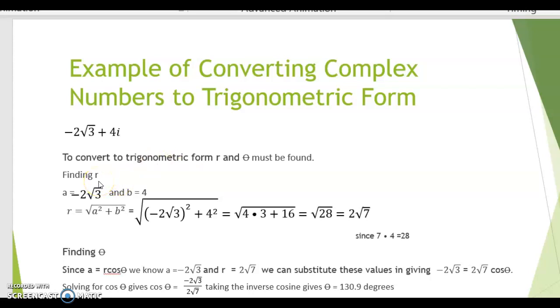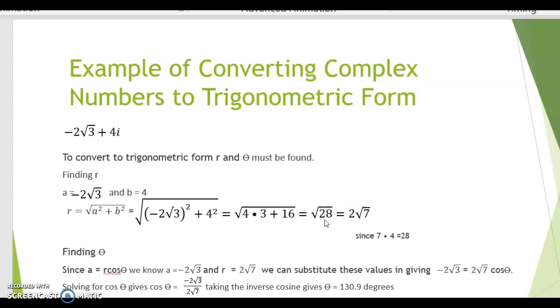Finding r, we have a formula for r. We simply plug in the value for a, -2 times the square root of 3, and the value for b, which is 4, into the formula, and do what the formula says using the order of operations. Square, add, and then take the square root, giving us the square root of 28.